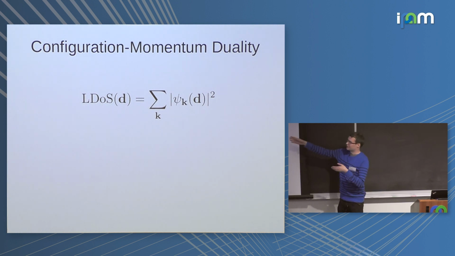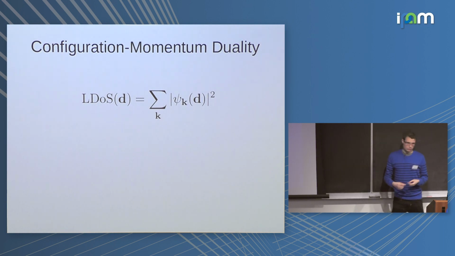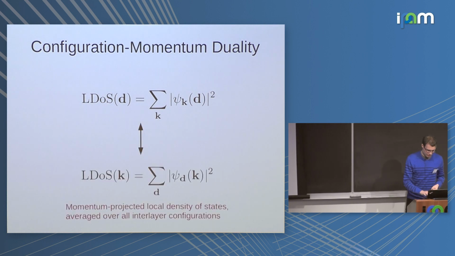So what I did was I basically averaged over all the block waves for a given configuration, and I computed the local density of states at that configuration. Well, let's do the duality. Let's swap the variables.